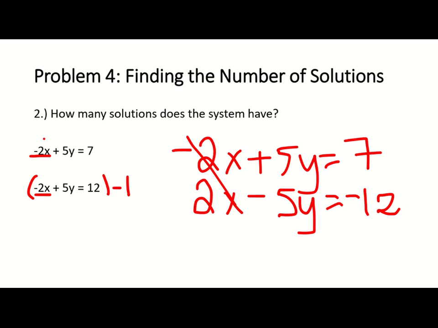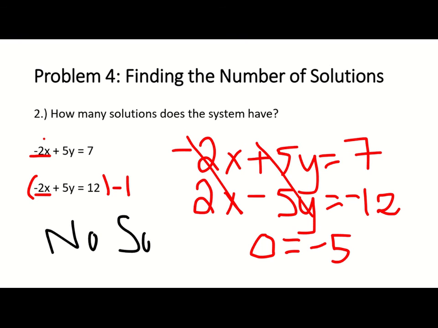The x's will cancel. The y's are also canceling. So all I have left is 0 on the left, and 7 minus 12 is negative 5. So 0 equals negative 5. That's not true. We would call this one no solution. False statements result in a no solution answer.